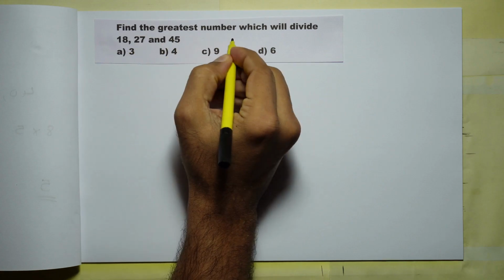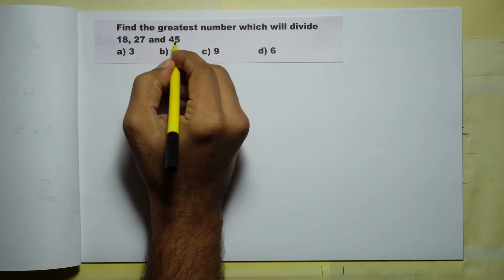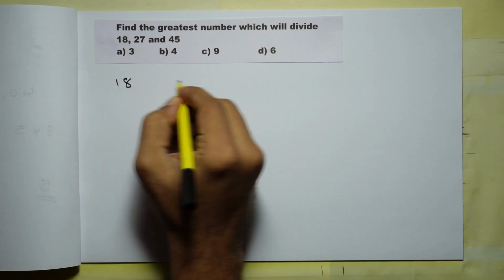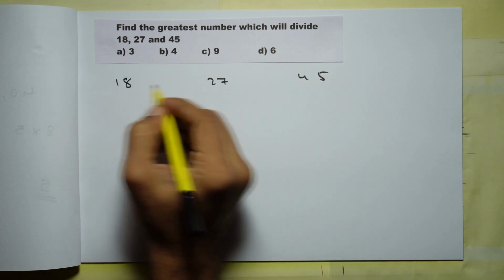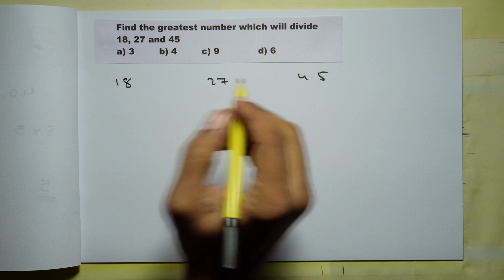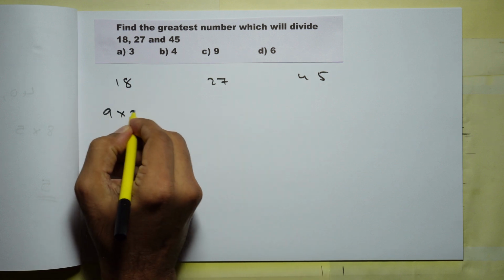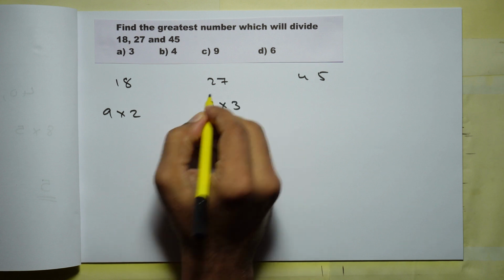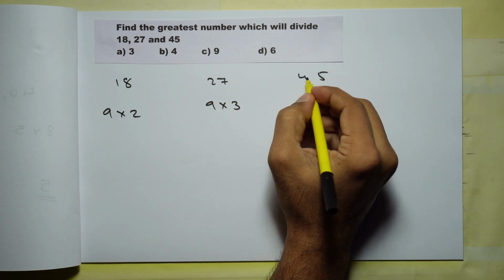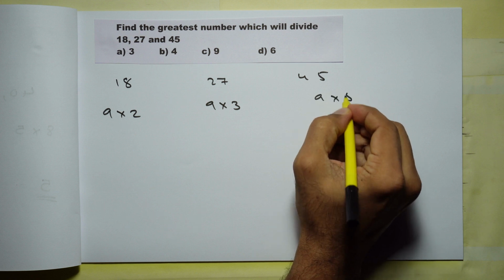Find the greatest number which will divide these three numbers. So the numbers are 18, 27 and 45. So first we will find out the factors of all the three. So 18 can be written as 9 into 2. 27 can be written as 9 into 3. 27 itself is also okay. Now 45 is 9 into 5.